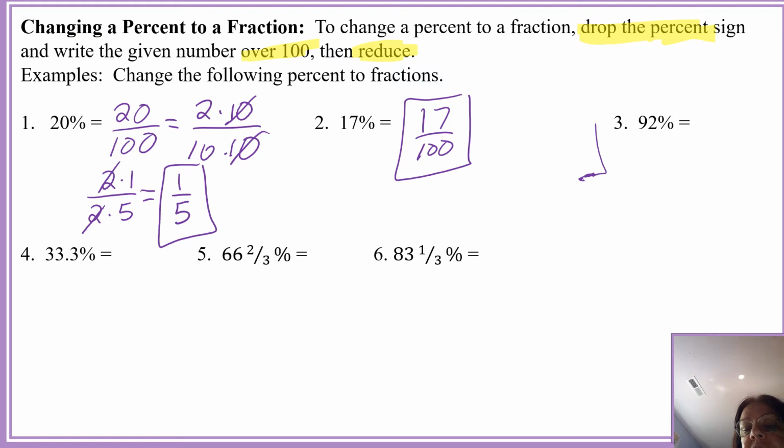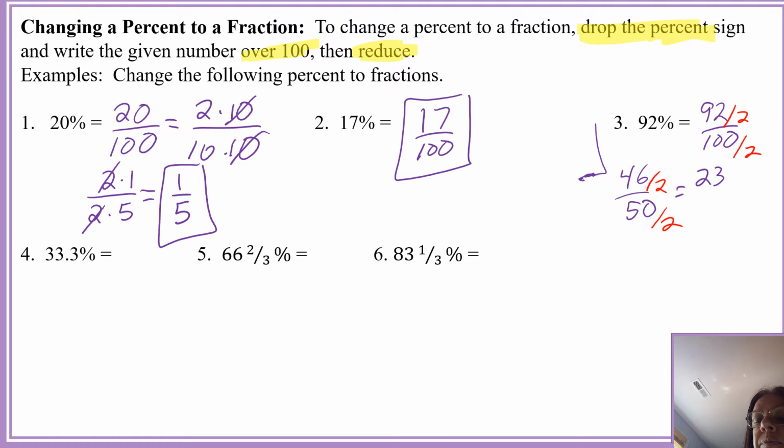I'm not sure why I have the squiggle on the paper, but that's okay. 92% is 92 over 100. But I see they're both divisible by 2, so that gives me 46 over 50. Now, for those of you who are a little dicey on what I just did, I basically just divided both of them by 2. All right, now I see these are still both even, so again, I can divide them by 2. So this is going to equal 23 over 25. Now these have no common factors, so I can't reduce it any further.